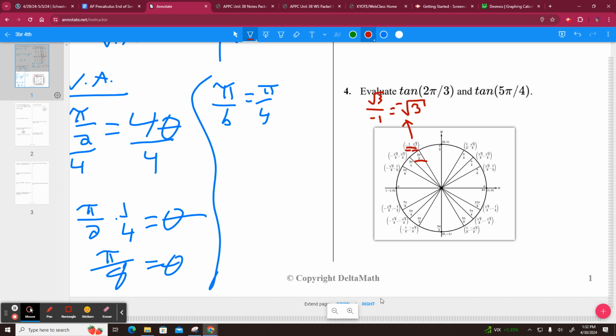And then for 5 pi over 4, I'm right here, y over x. Remember, the denominators will always cancel out. Sorry, I'm trying to quickly get this done on my planning. So I have negative the square root of 2 over negative square root of 2. That's my y over my x, and that's going to divide out to positive 1.